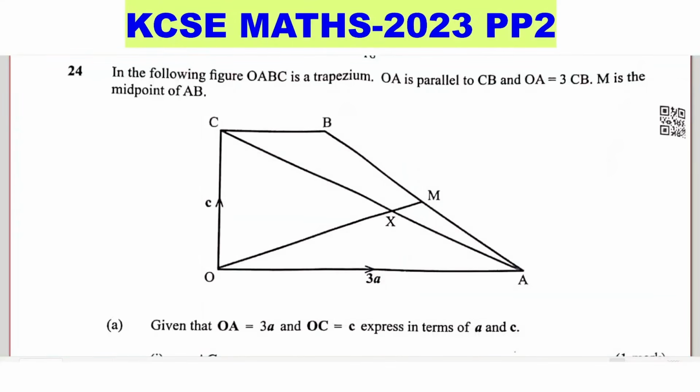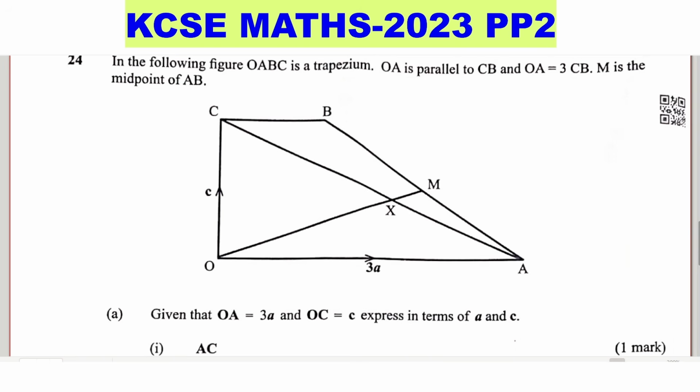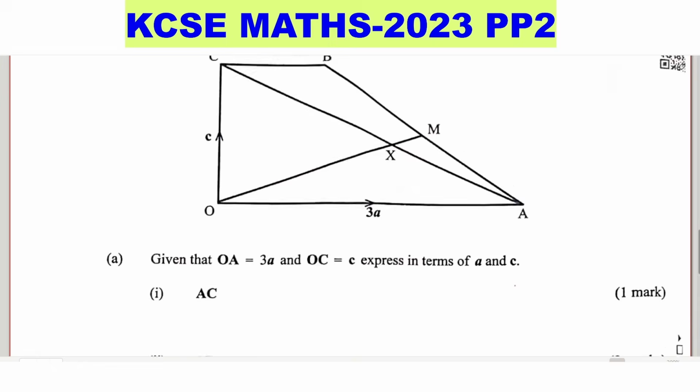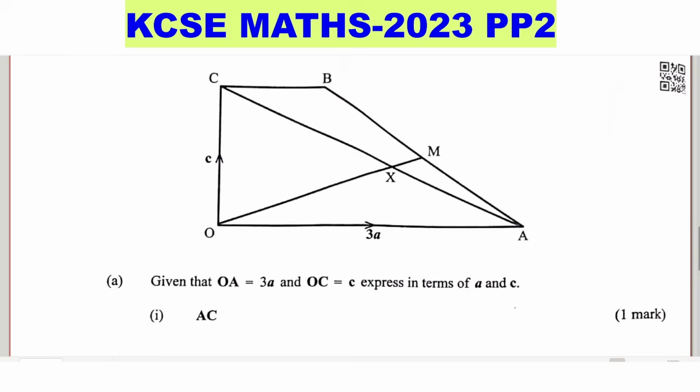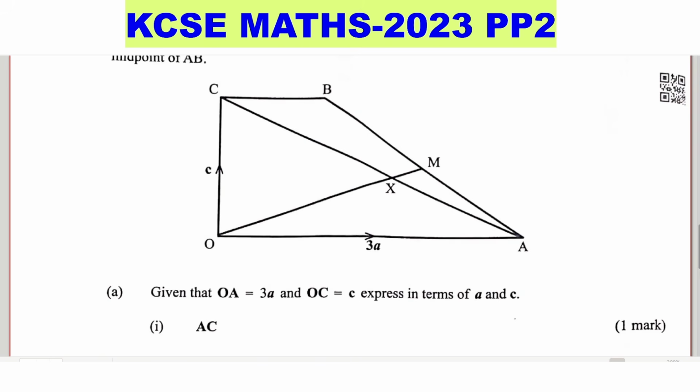Question 24. In the following figure, OABC is a trapezium. OA is parallel to CB and OA is equal to 3CB. M is the midpoint of AB. Part A, given that OA is equal to 3A and OC is equal to C, express in terms of A and C, 1, AC. So study the diagram, supposed to get AC.